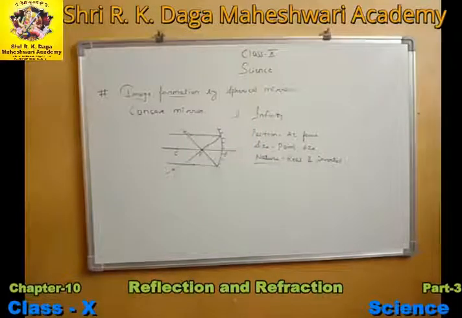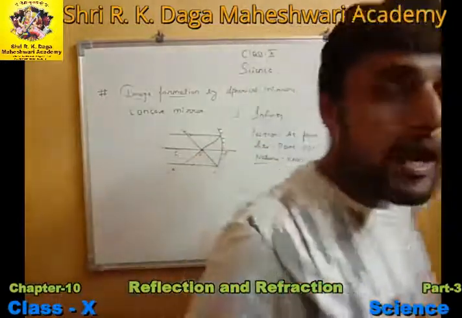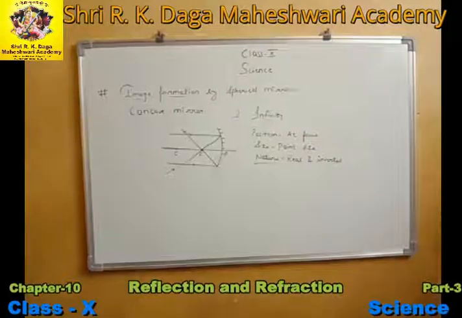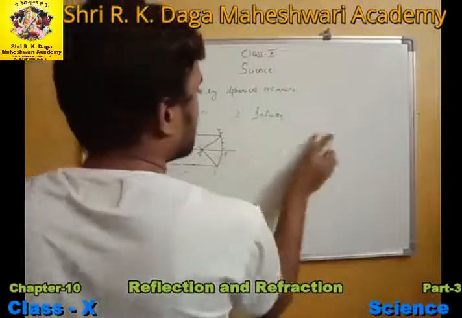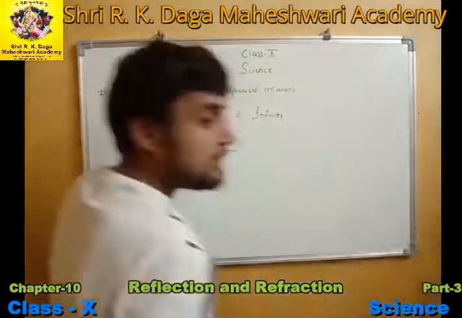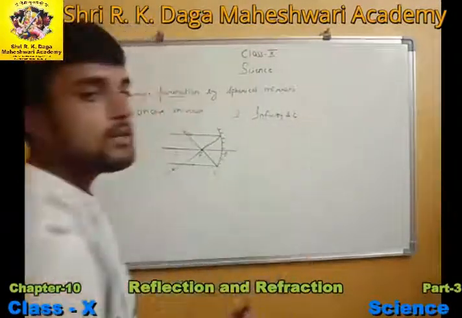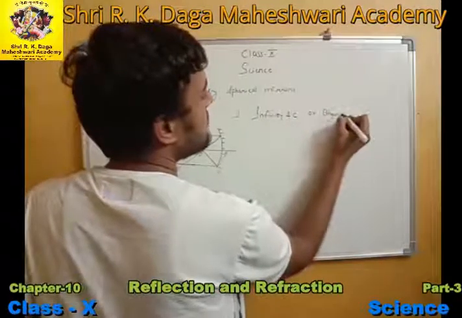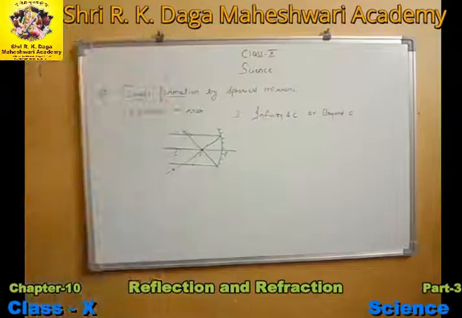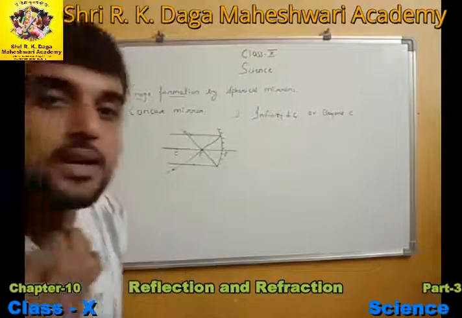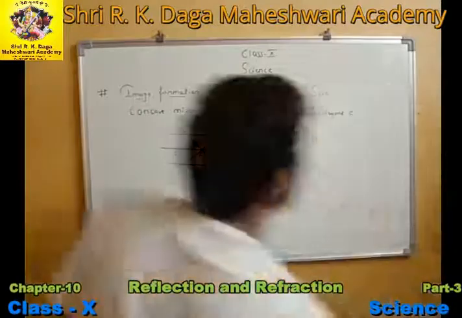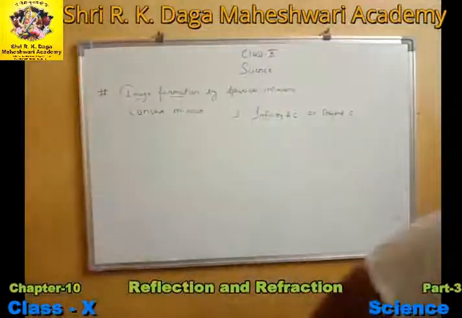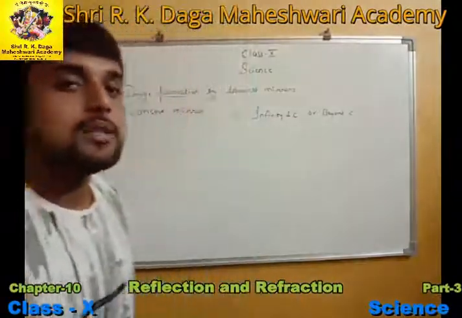Now we move to the second case. Now our object will come a little ahead of infinity and its new position will be between infinity and C, or we can say it is beyond C. Either of the two can be asked from you in the exam, so you have to understand it, right? What is this C here? C is the center of curvature. Okay. So when our object is beyond C, then what variation will happen in the ray diagram? This we are going to see.